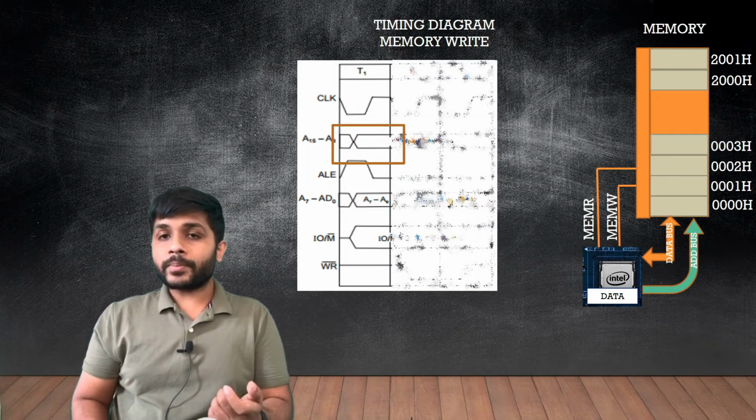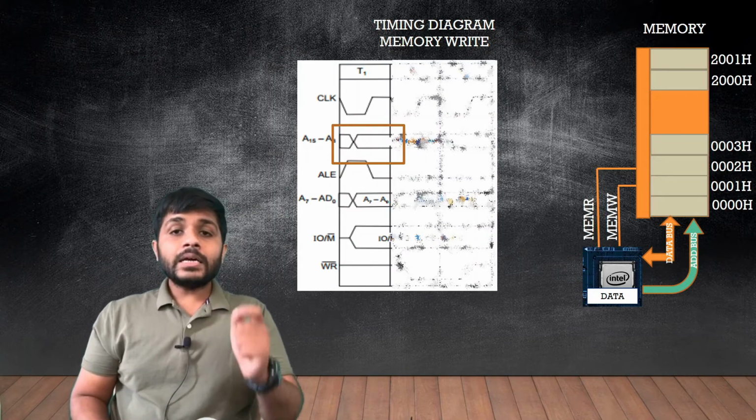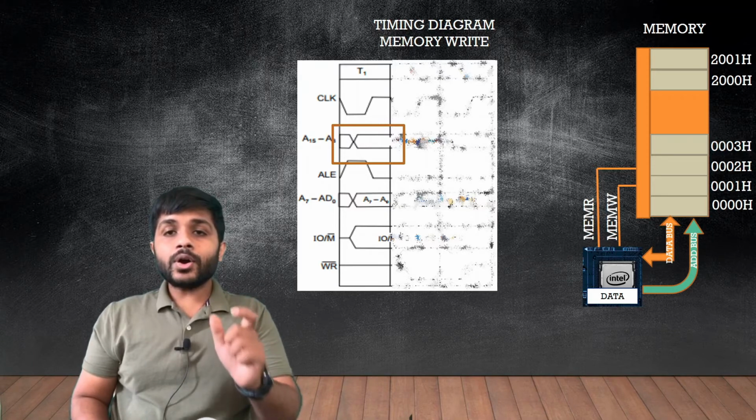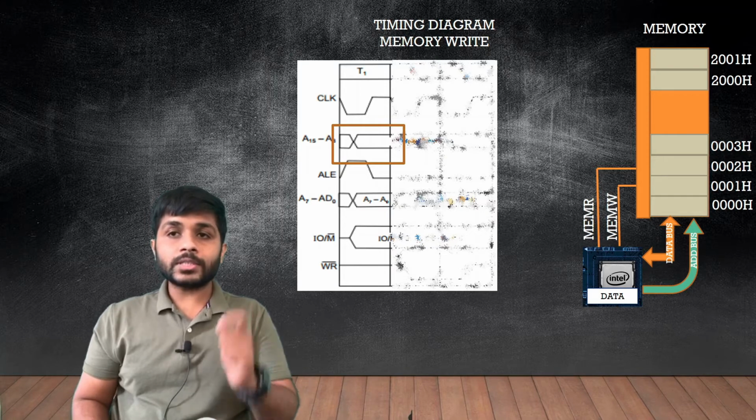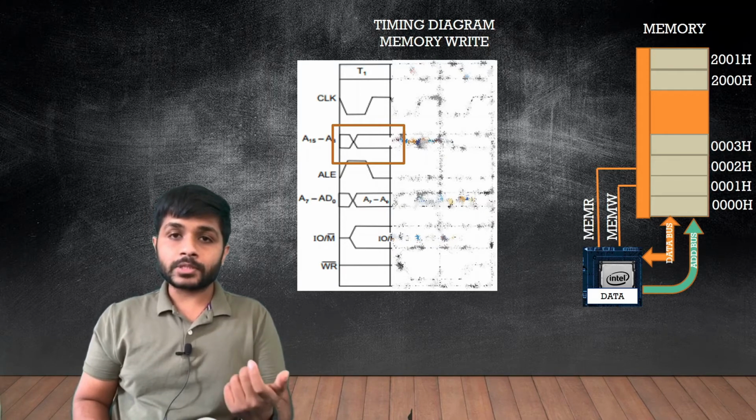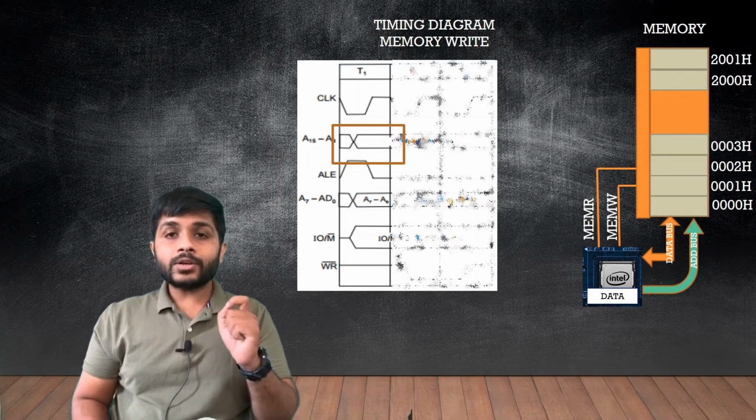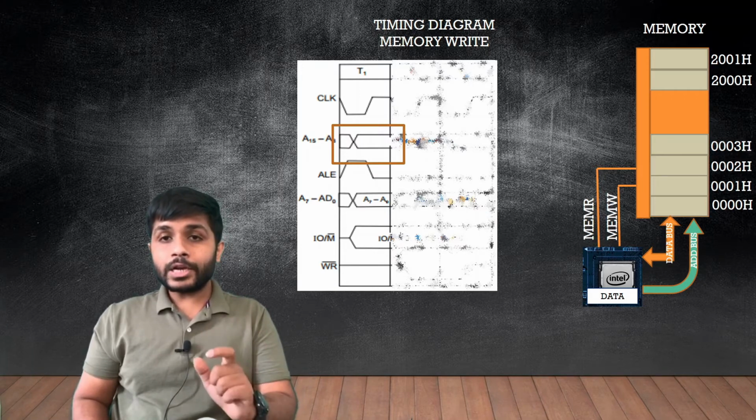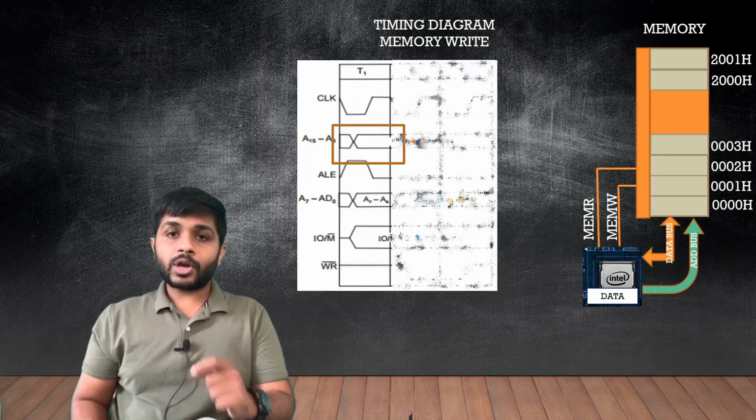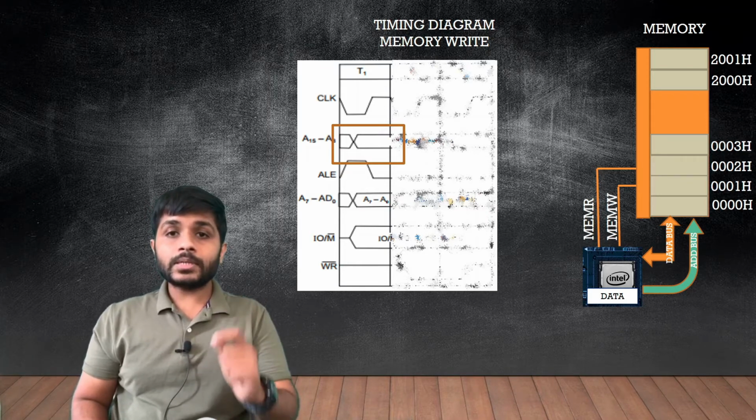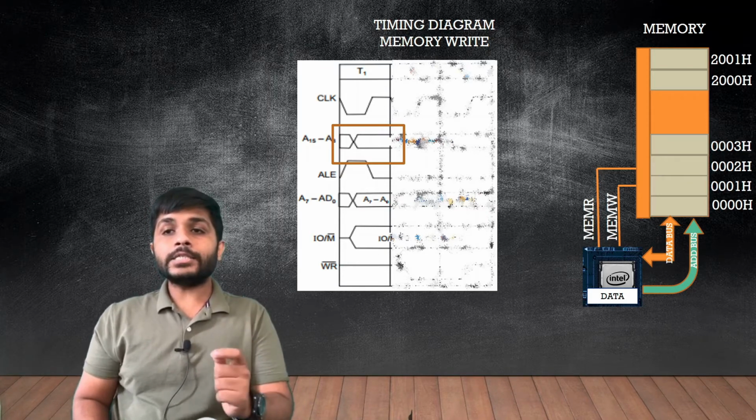But now there is a problem. What is the problem? The processor can put the higher order value of the address in A8 to A15 because A8 to A15 is a dedicated address bus. But the processor cannot put the lower address value 00 in the AD0 to AD7 because the processor has to first convert the AD0 to AD7 into A0 to A7.